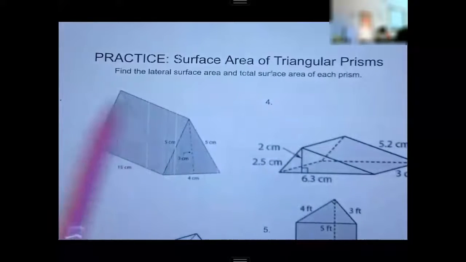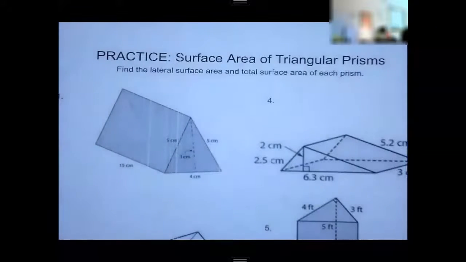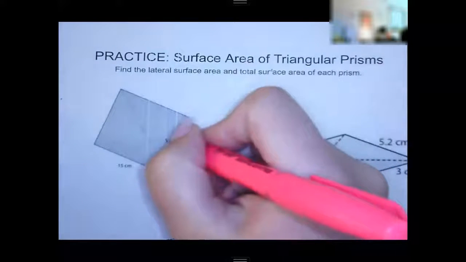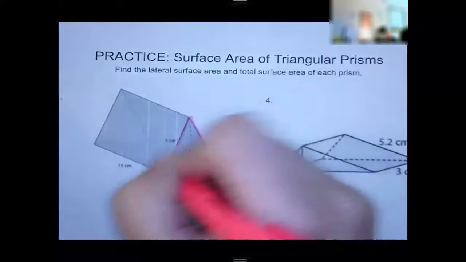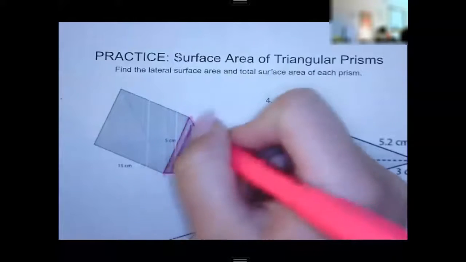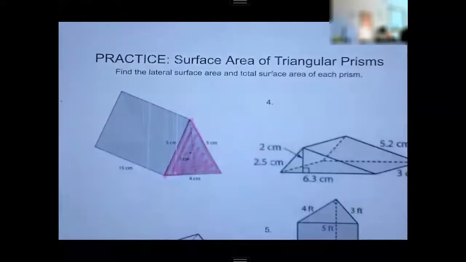I have this triangular prism here. On triangular prisms, the base is always a triangle, okay? So when you're drawing and labeling your base, this is the shape you're going to draw and label, okay? So I'm going to flip my page over. I'm going to find the number one box, and I'm going to draw that triangle.